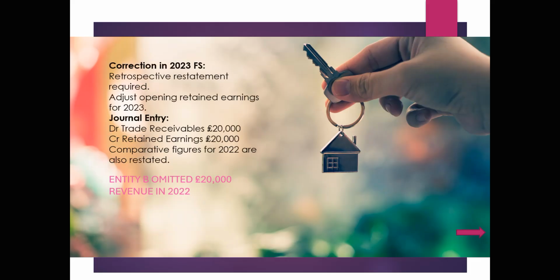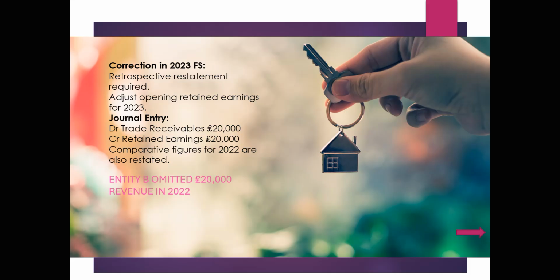So, correction will be in 2023. So, it is a retrospective restatement required. We are adjusting the opening balance, opening retained earnings in 2023. So, you are correct. The same thing, debit trade receivables with 20,000 and then credit retained earnings with 20,000. Because that sales was omitted, don't forget it was omitted, which means they never posted that sales at all. Do you get why I'm doing this?